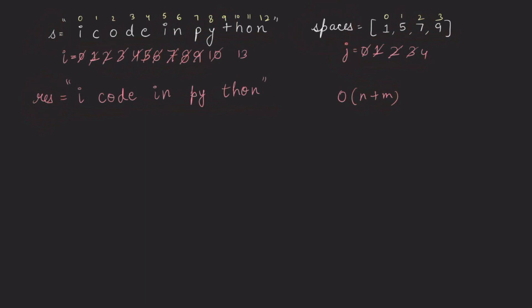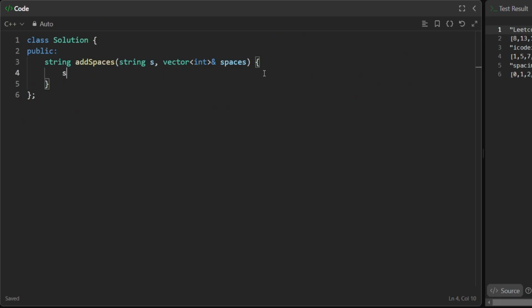That will be the size of our resultant string. So we can reserve that much size for this resultant string. So what will happen is that when we are appending the character and space to the resultant string, it will be performed efficiently in constant time. So the overall time complexity of our code will be order of n plus m. So let's quickly look at the code. So first of all, we will create our resultant string and we will reserve space in this string. So we will use res.reserve.